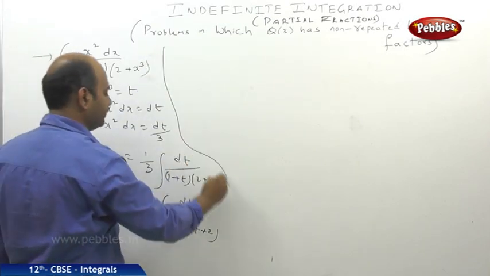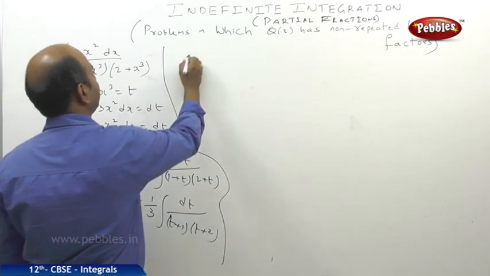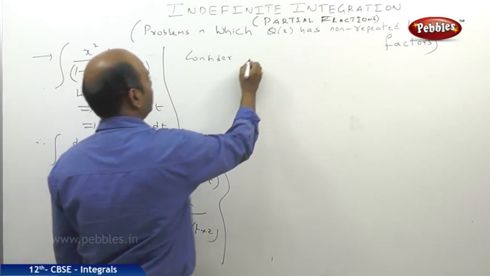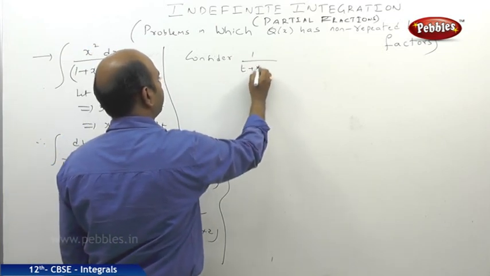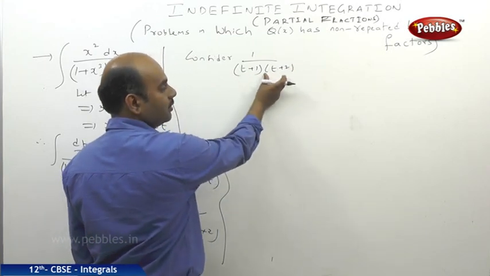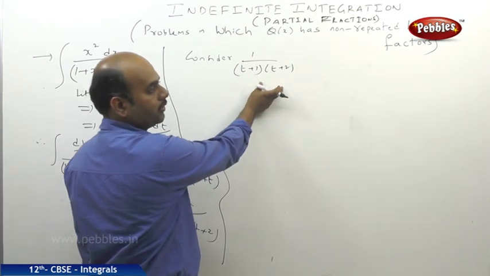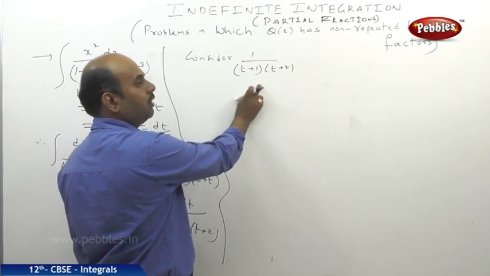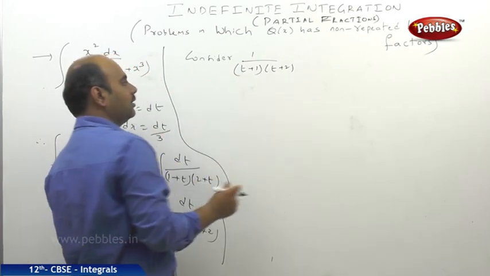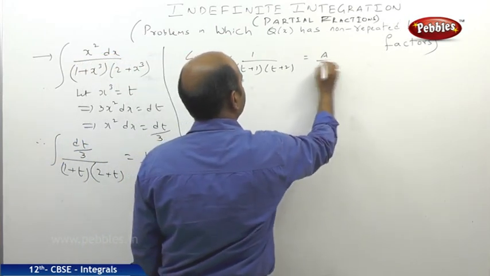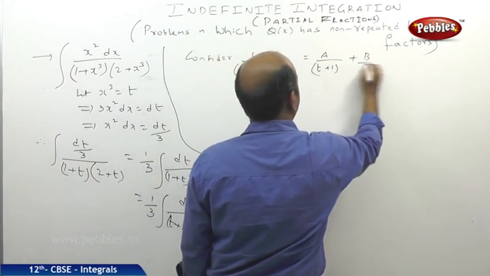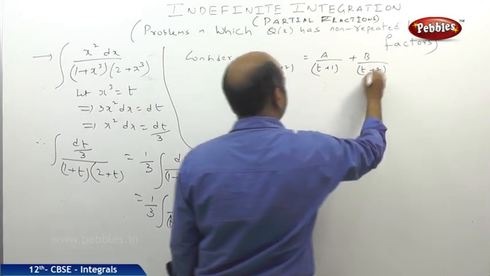So what I will be doing, I will consider 1 upon t plus 1 into t plus 2. I think these are linear factors. Two linear factors are involved. If two linear factors are involved, we need to take two constants. Let those constants be capital A and capital B. So what happens? Capital A divided by t plus 1 plus capital B divided by t plus 2.